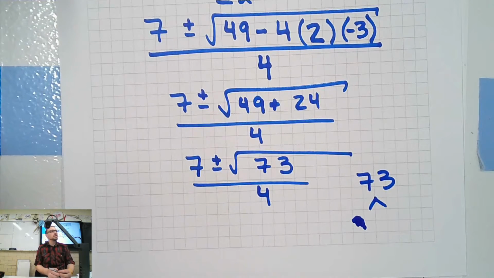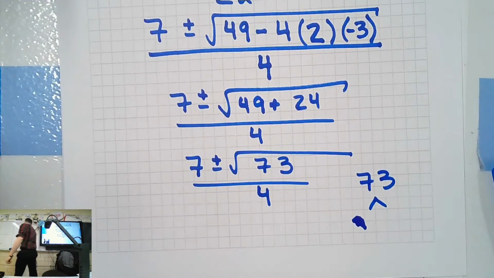How many numbers do you need to check before you can determine a number's prime? 5. None. All of them. Let's talk about this. If I want to check if 73 is prime, all I need to do is check for any of the numbers that are less than root 73.